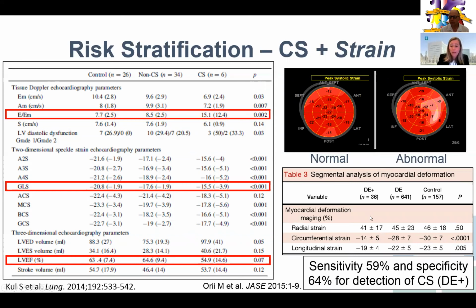And when we compare strain with our gold standard, if you like, imaging modality, being cardiac MRI, there is a relationship to delayed enhancement. So we can see that those with reduced strain tend to be the patients who have positive delayed enhancement on their MRI, as opposed to those with normal strain who have no delayed enhancement. However, the sensitivity and specificity remains somewhat poor compared to MRI.